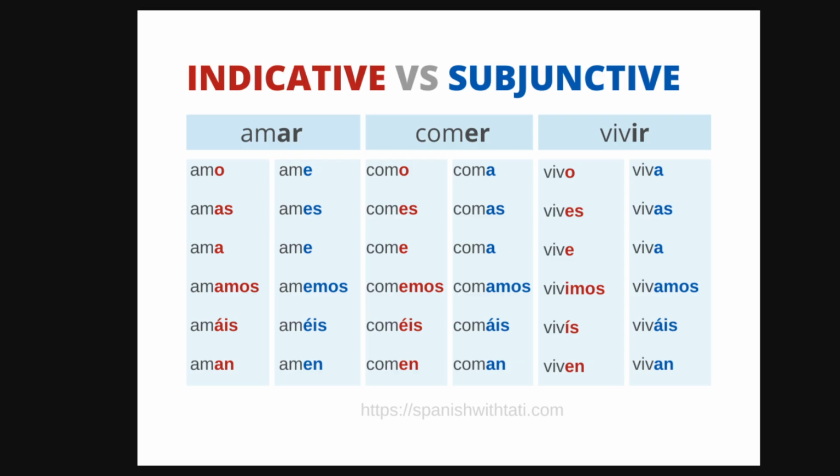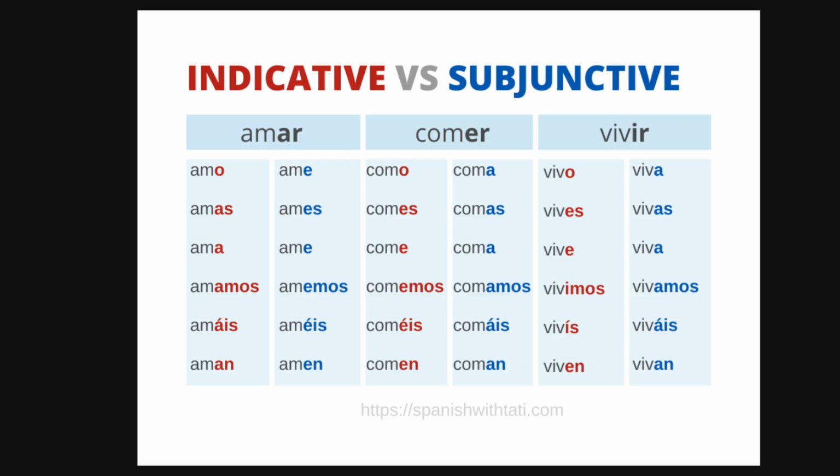Now, there is an exception that's common to all three of these types of verbs. The first person singular, yo, has the vowel O. Yo amo, yo como, yo vivo, but that's consistent throughout the verbs, and so it doesn't throw us off too much. Now, this is review. You already know this at this point.